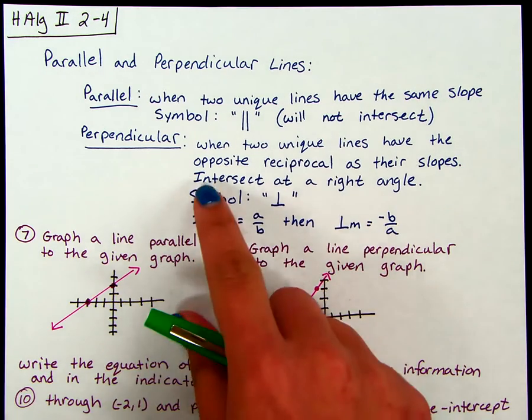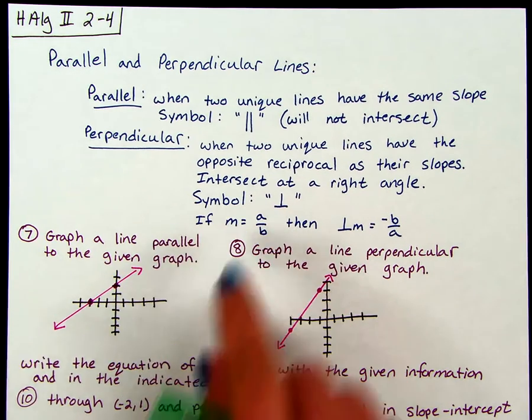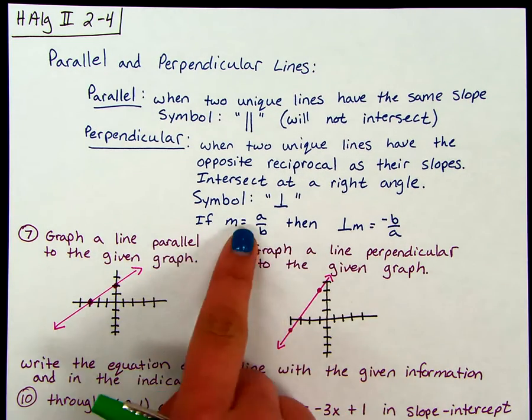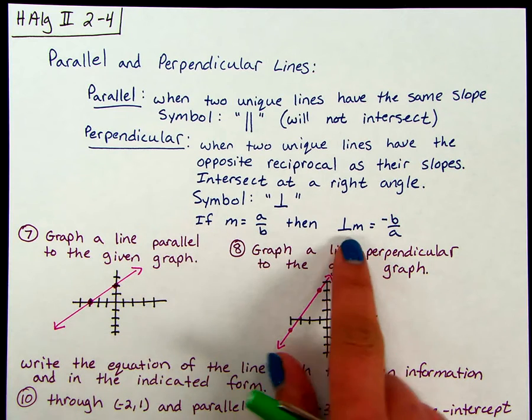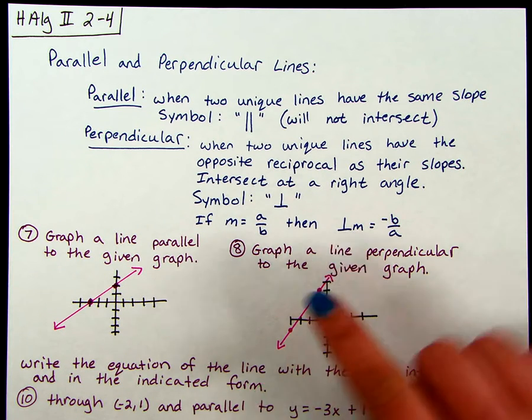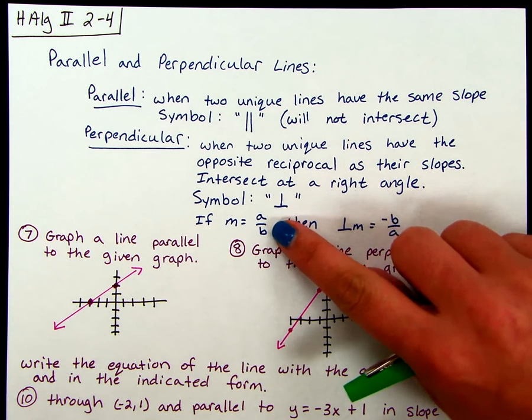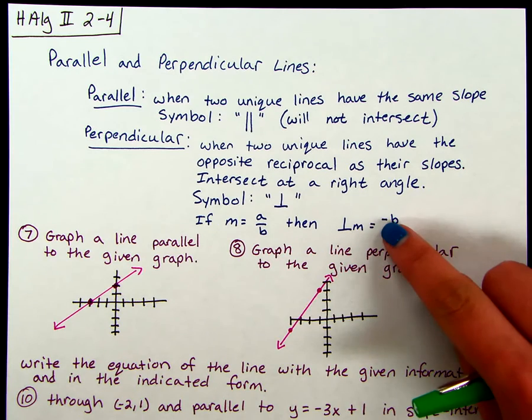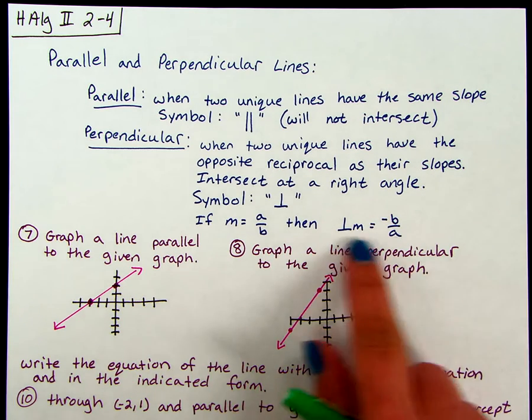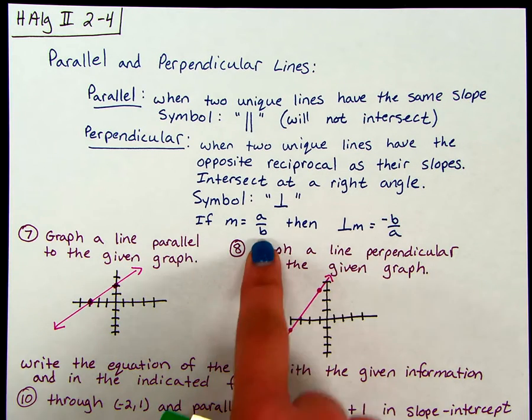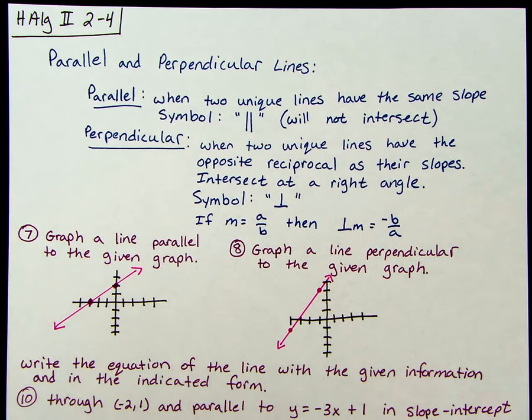So to put what this paragraph is saying in symbols, if our slope is A over B, then for the perpendicular slope, we flip that fraction around, so that would be the reciprocal, and we're going to make the sign its opposite. Okay, so that's what this is saying. So we flip the original and make it the opposite sign if we're trying to figure out the perpendicular slope.